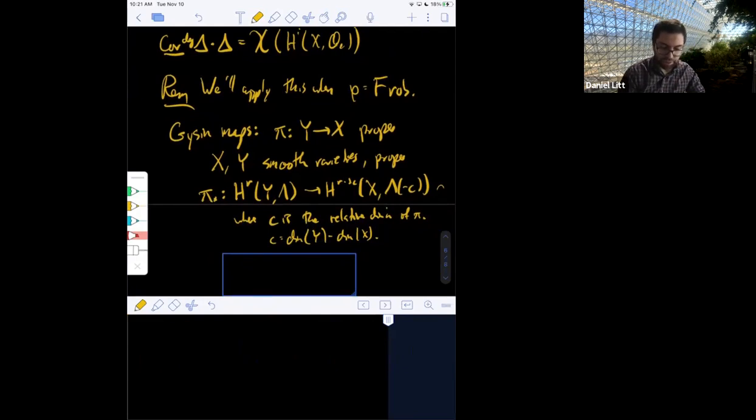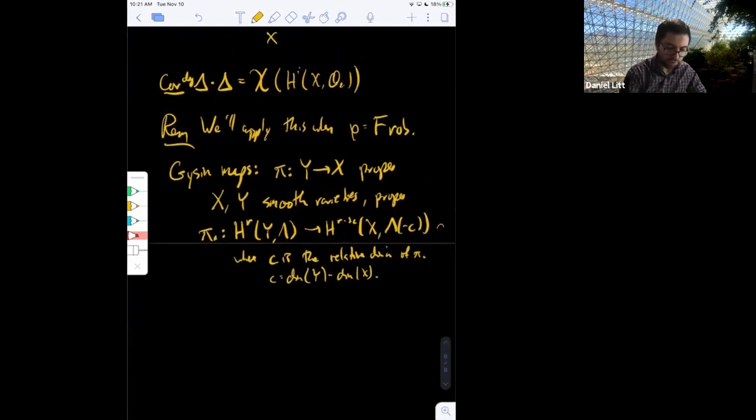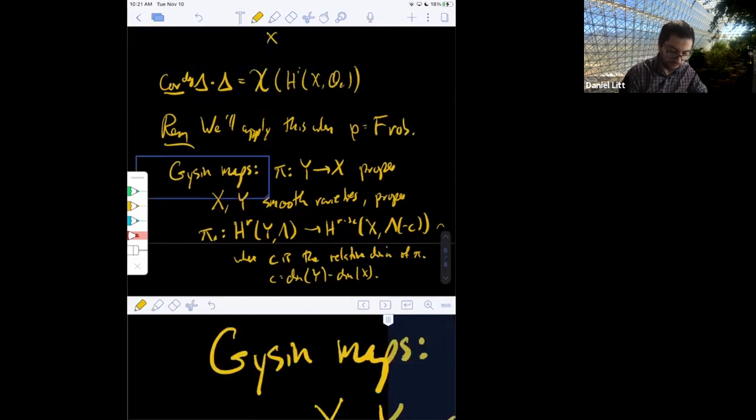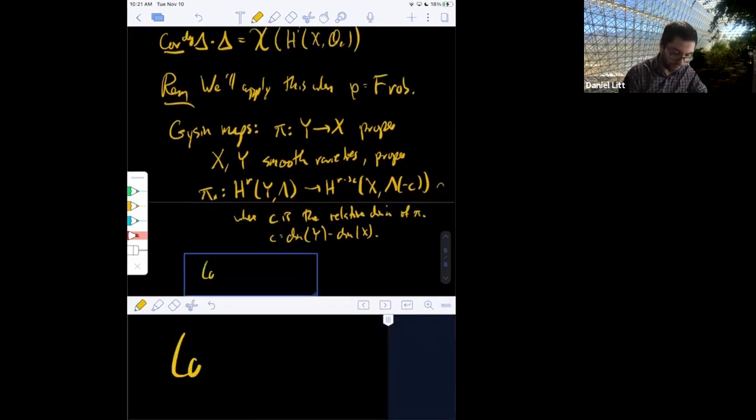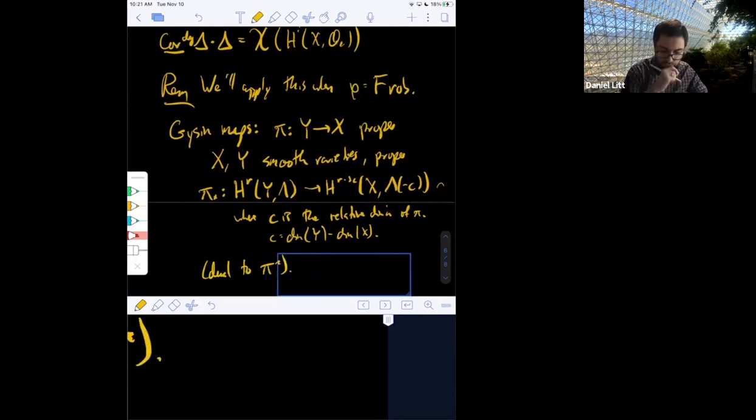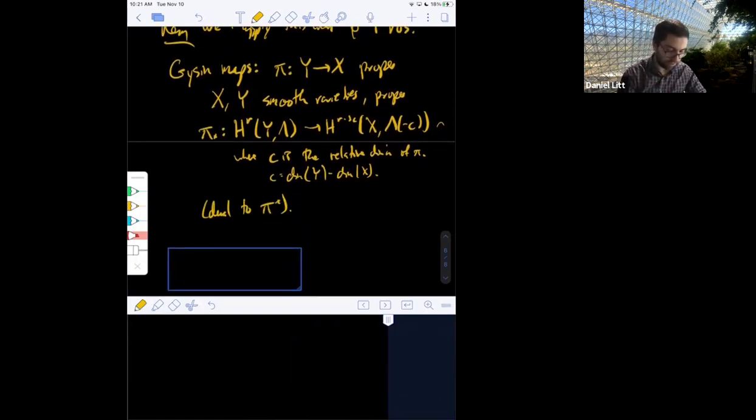Okay, so how do we get this? Well, we just literally, so what is this? This is just the dual to pi upper star. Okay, so what properties does this map have?